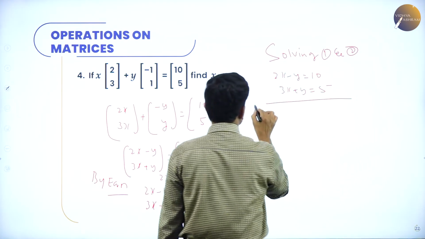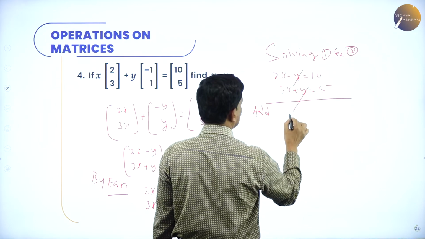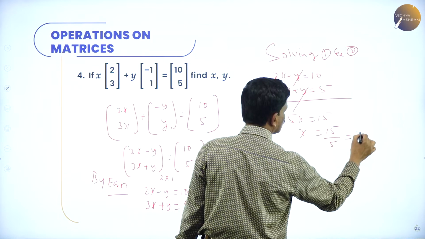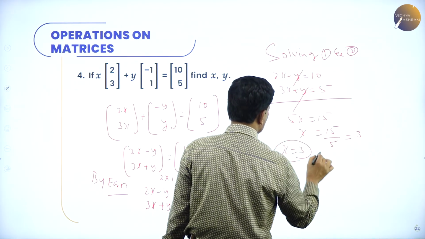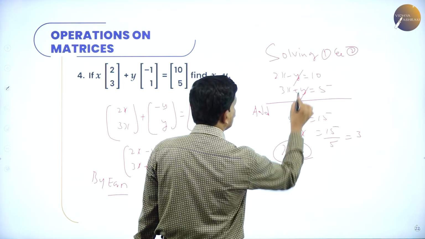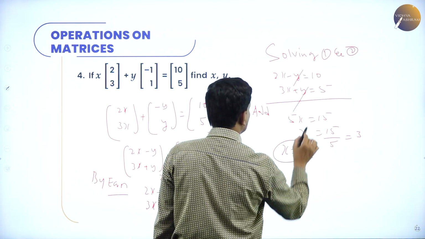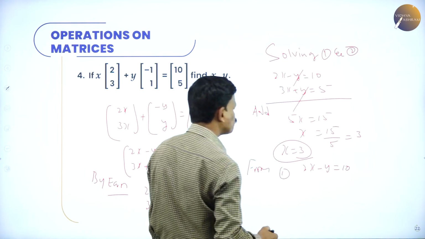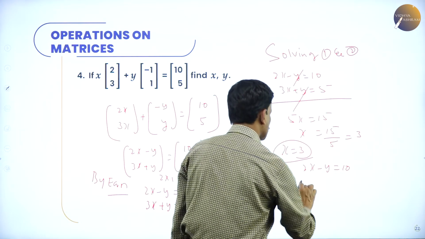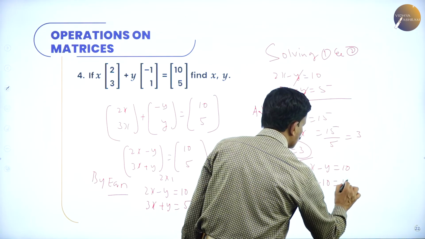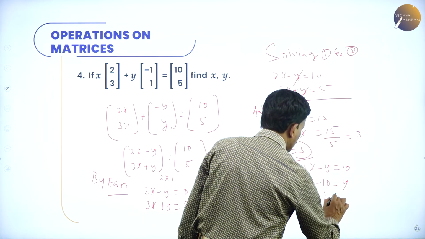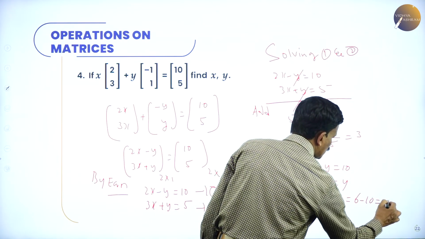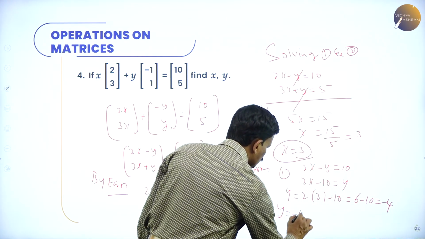Now, let us add this. If we add, minus y plus y gets cancelled. 5x is equal to 15. X is equal to 15 by 5 is equal to 3. X is equal to 3. Now, from any one of the equations, let us take the first equation. From 1, 2x minus y is equal to 10. Just transfer this. So, 2x minus 10 is equal to y. 2 into x is 3, minus 10 is y. So 2 3s are 6, minus 10 is minus 4. So, therefore, y is equal to minus 4.